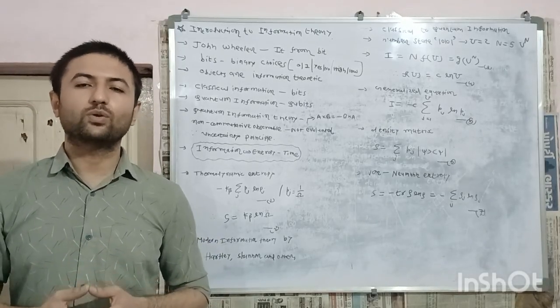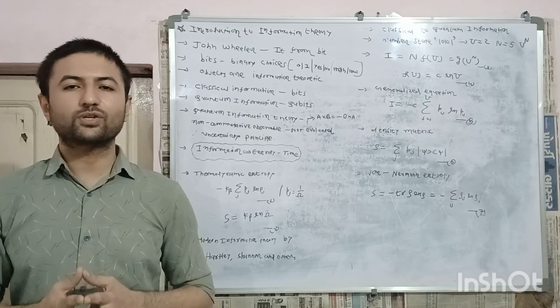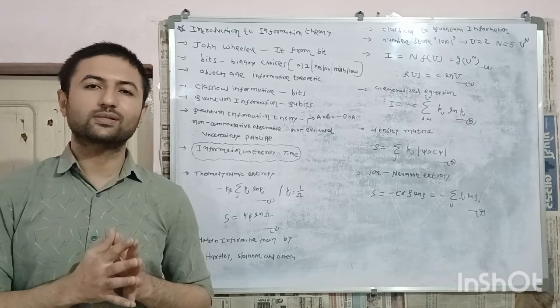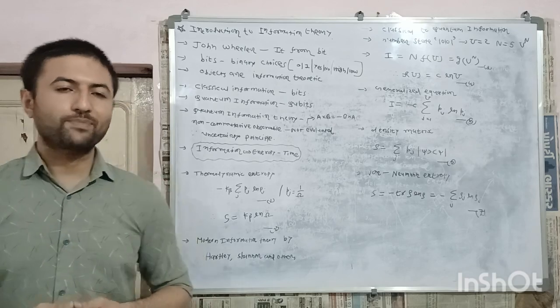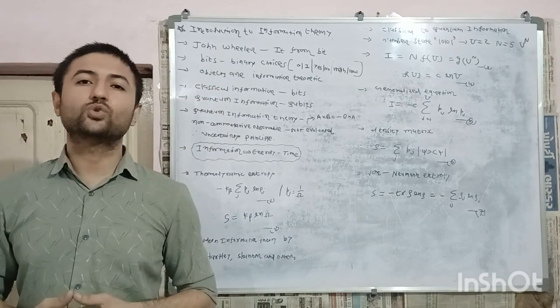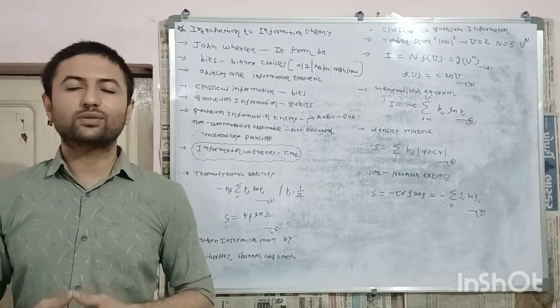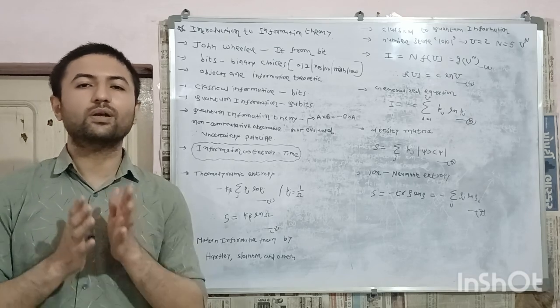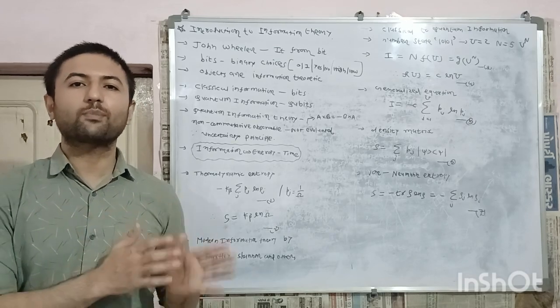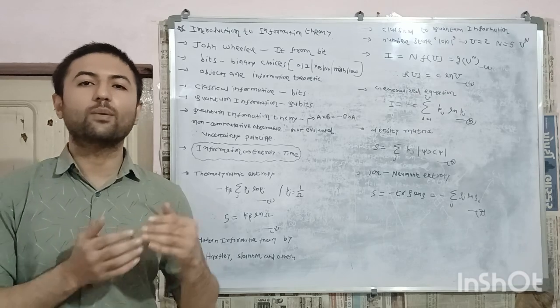In the present video, I will introduce information theory with the introduction of classical information and quantum information. So let's start. In 1990, John Wheeler proposed that information is the basis of physics of our universe. He also came up with the phrase "it from bit".